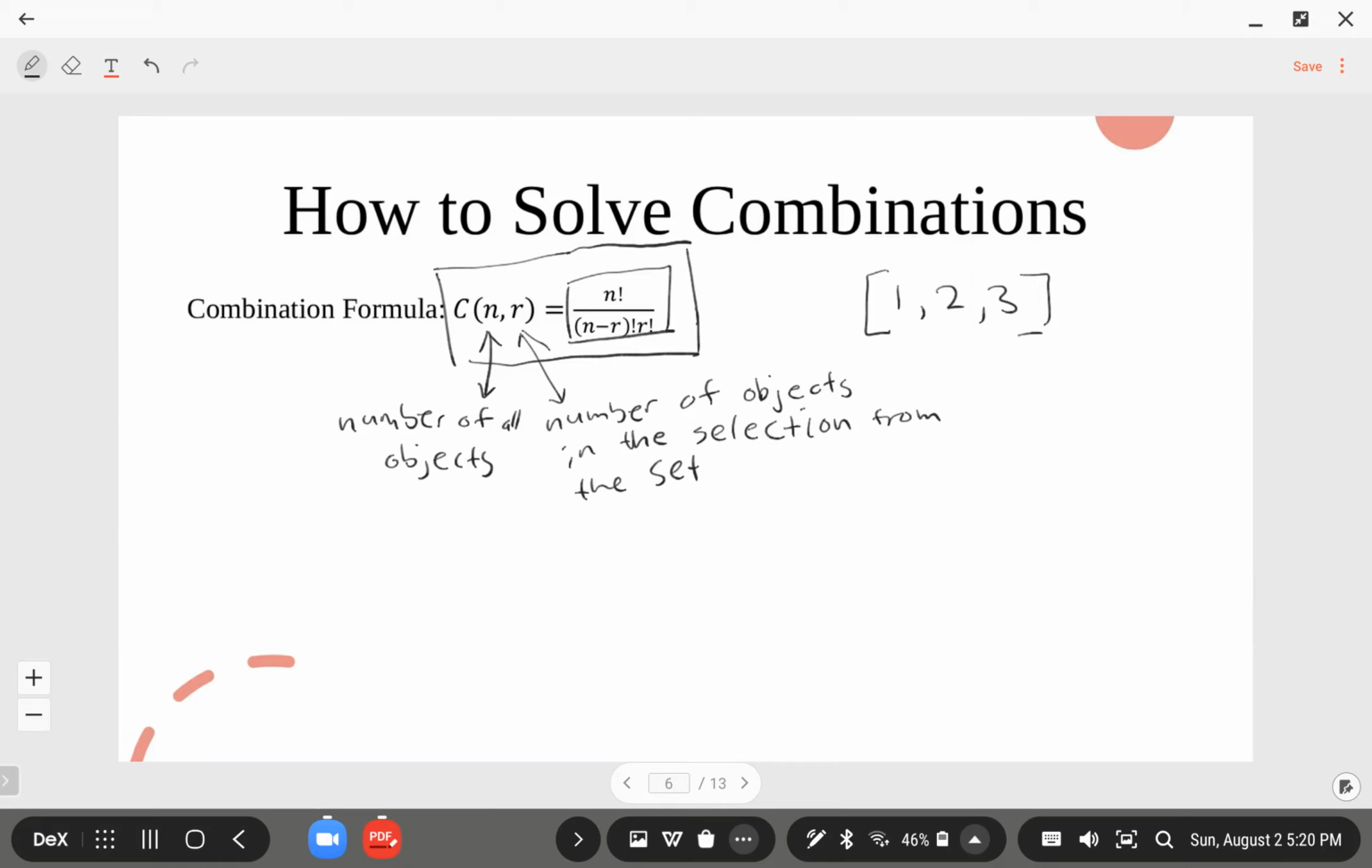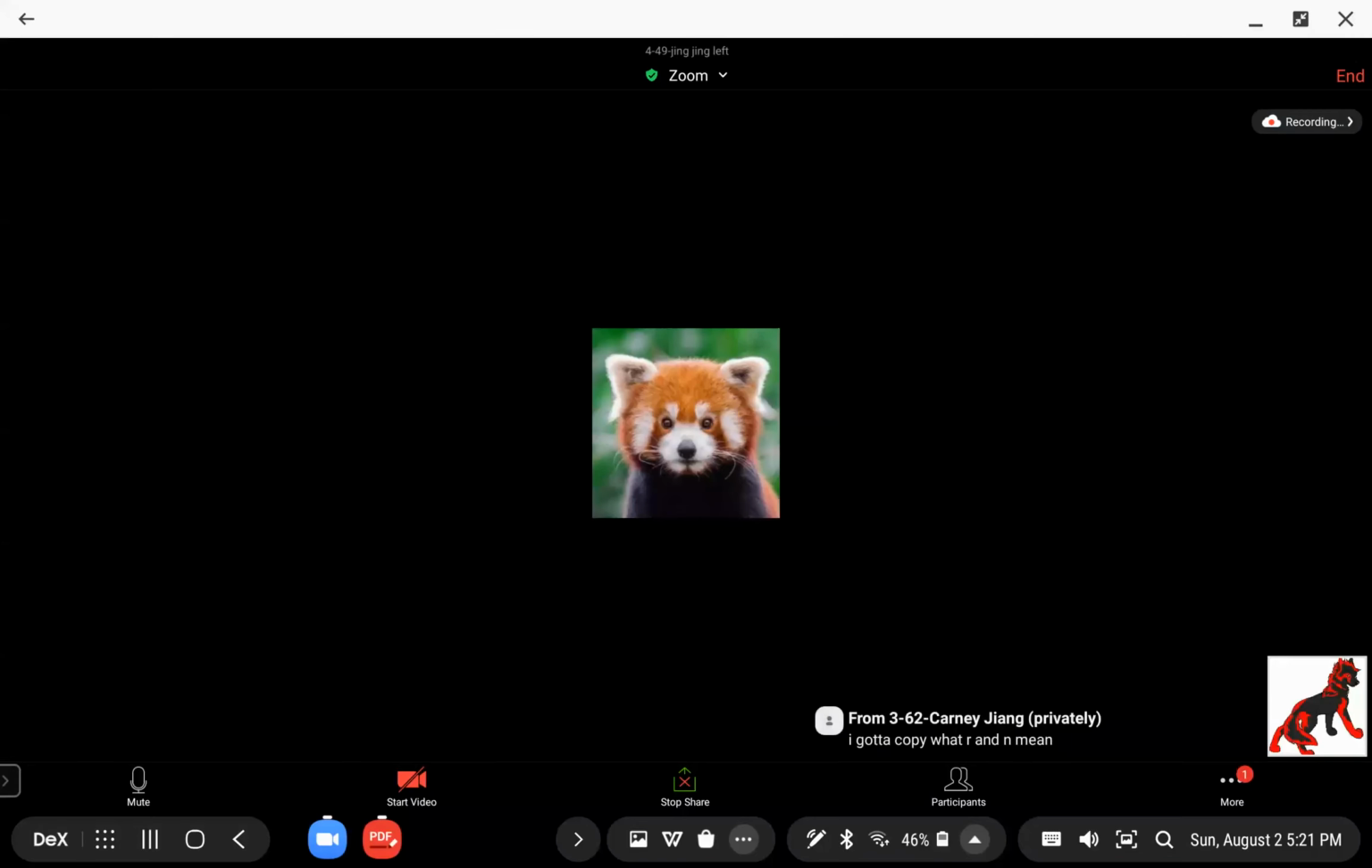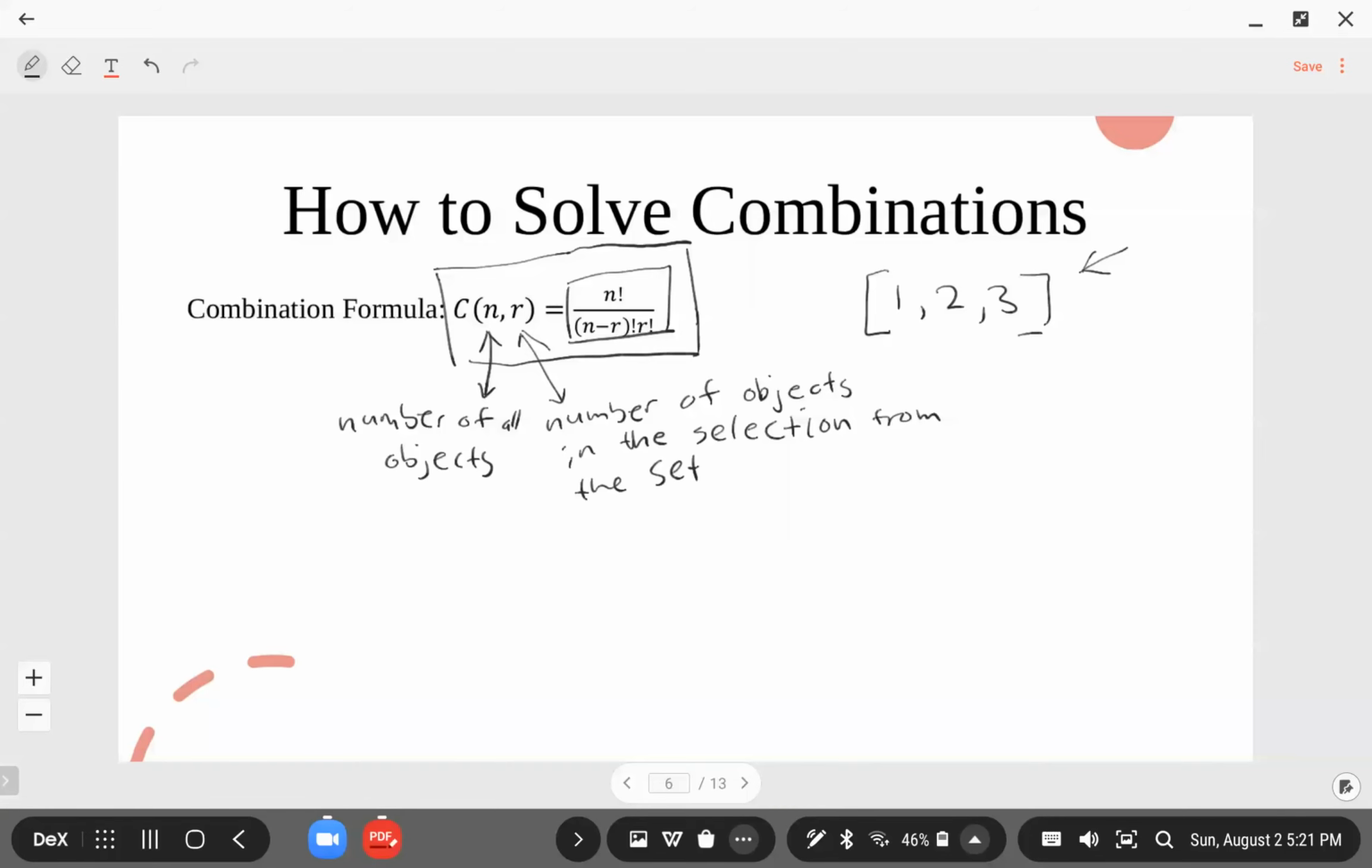So let's say we have this problem. The problem is asking you how many groups of 2 can be selected from this set of 3 numerals. Well, you have to select groups of 2, right? So the number of objects in the selection would be R, and that would be 2. Okay? Does everybody understand now? And you can also copy the definitions.